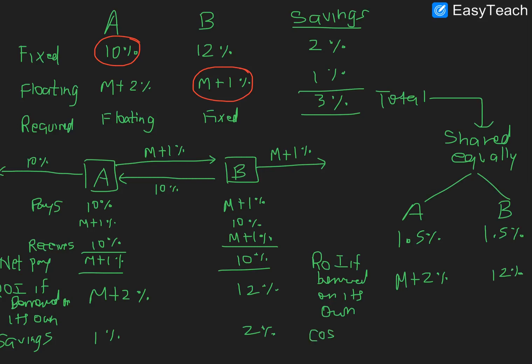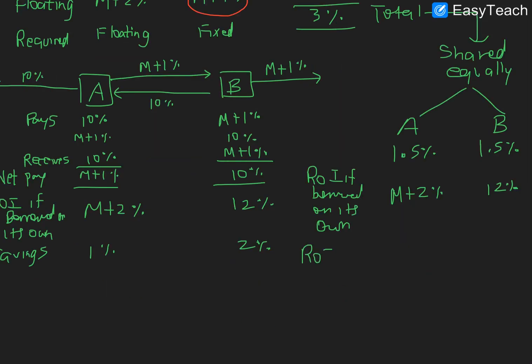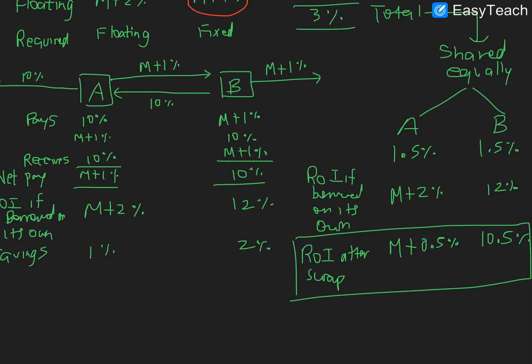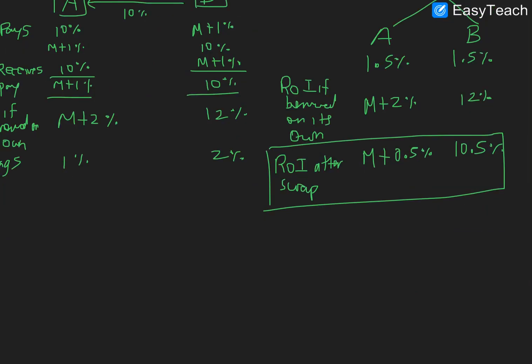So cost, or I can say rate of interest after swap, it should be MIBOR plus 0.5%, and on the other side it should be 10.5%. So MIBOR plus 0.5%, and this is 12 minus 1.5%, which is 10.5%. So this should be the rate of interest after swap. This is something which we need to remember.